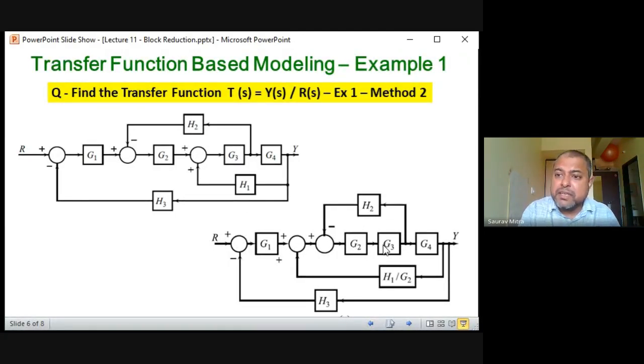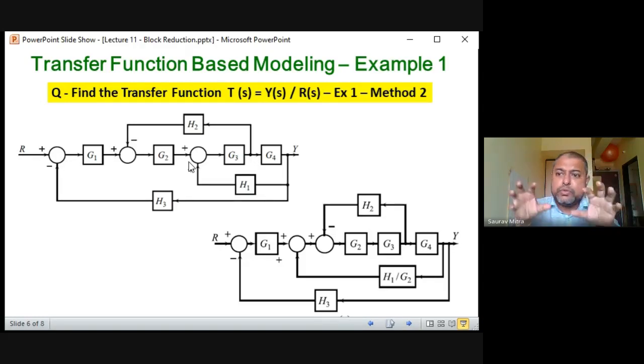G2, G3 divided by 1 plus G2, G3, H2. Okay, so after these two steps, the first step is always difficult in the case of the block reduction technique. Once you remove this entanglement, everything is easy for you. So the first step is to shift G2 to the right, then label SP1, SP2, SP3, and then interchange.